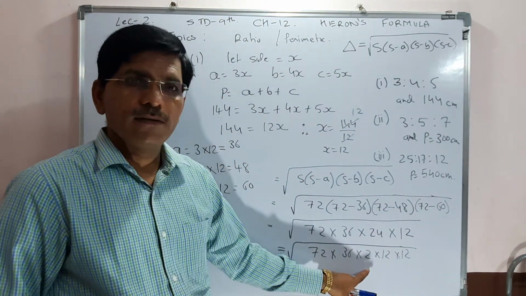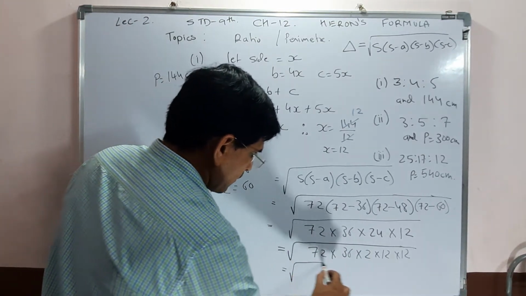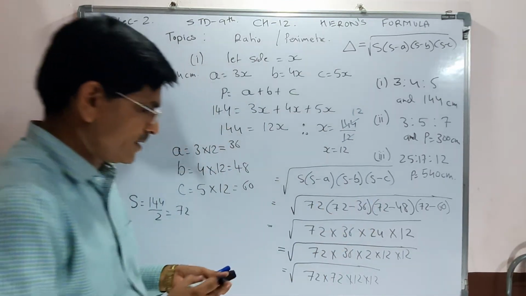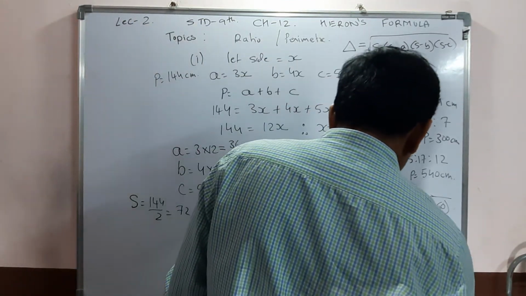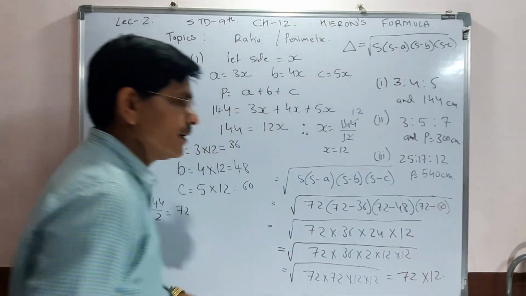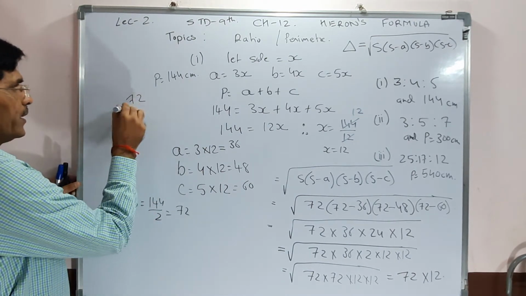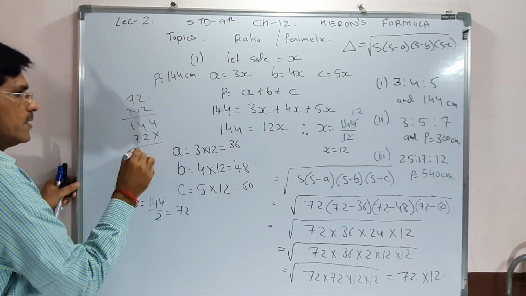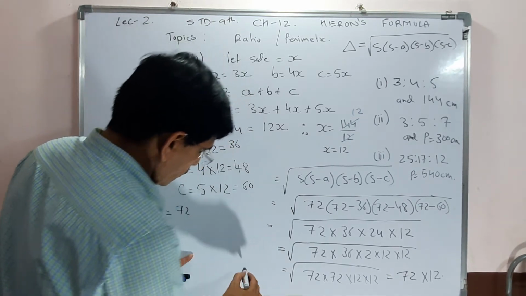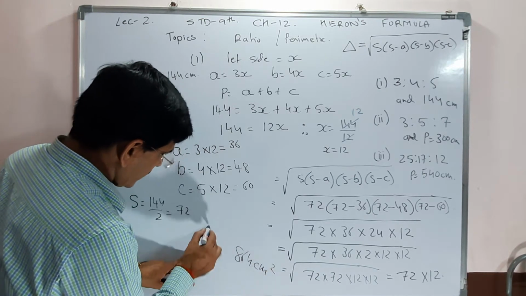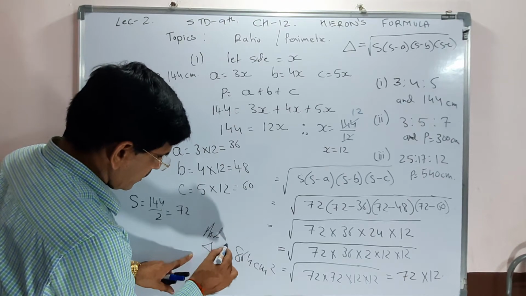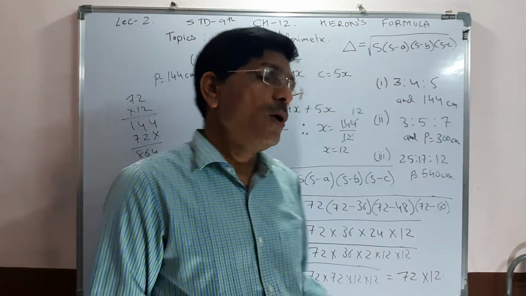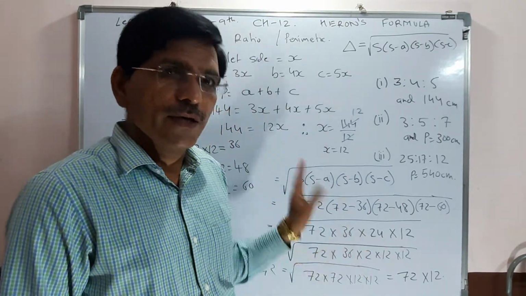So 36 into 2 is 72, and 12 also 2 times. So we get the answer as 72 into 12. 72 into 12: 2 times 2 is 4, 7 times 2 is 14, and so on, so 864. So 864 centimeter square is the area of the triangle when three sides are in the form of a ratio. When three sides are in the form of a ratio, you can find the area by using Heron's formula.